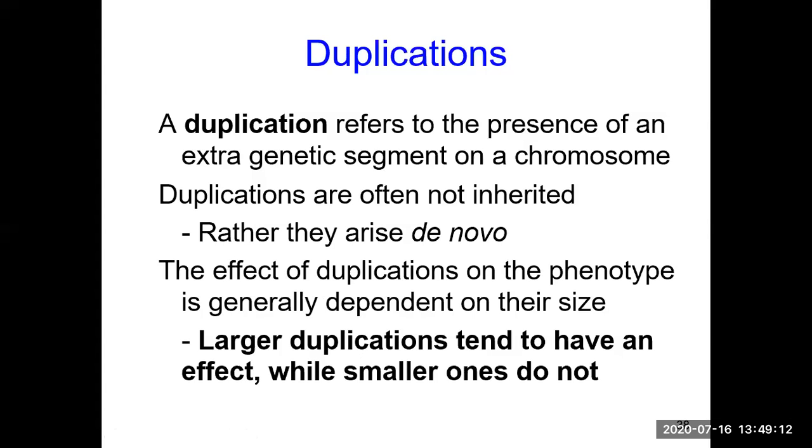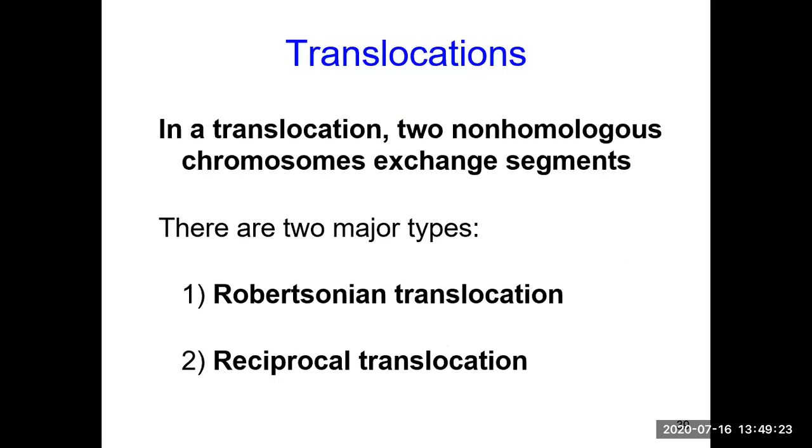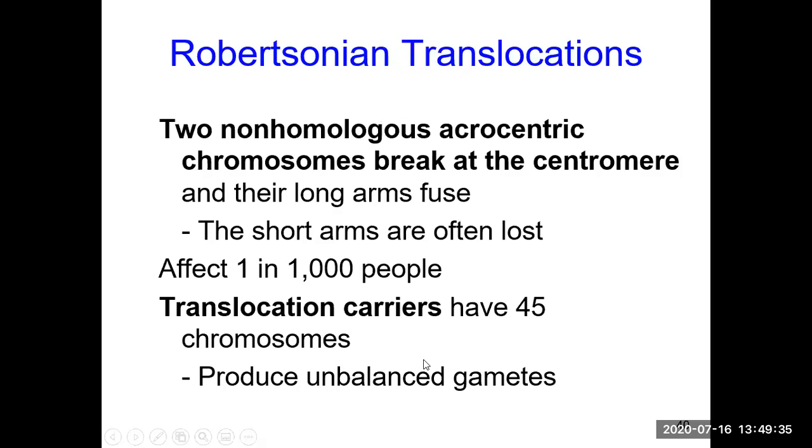Duplications, when part of the chromosome gets duplicated: if it's a really small part, then there is tolerance for that duplication. But if it is a really long segment, then there would be an effect on the phenotype. Translocations means when there are 2 non-homologous chromosomes, and they exchange parts, okay? And there are 2 types of translocations, 2 types of these exchanges.